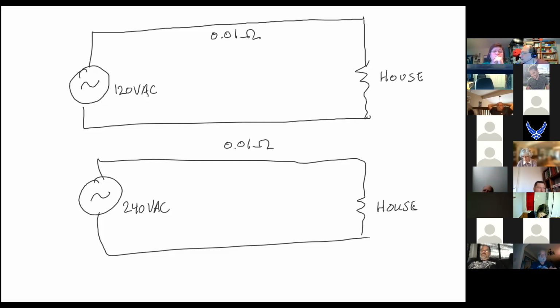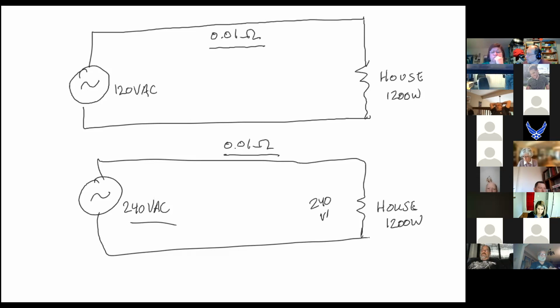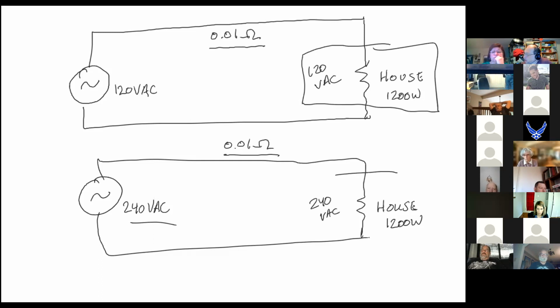And at any given point in time, the people in the house are using, let's say, 1200 watts. Okay, so let's now ignore this right here. We're just going to ignore that. So at 1200 watts, at 240 volts, and we'll call this 120 volts AC, we're going to figure out what the current has to be.